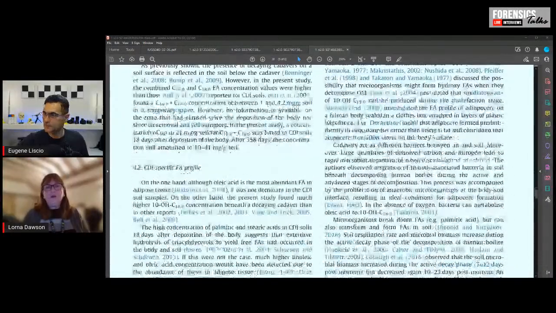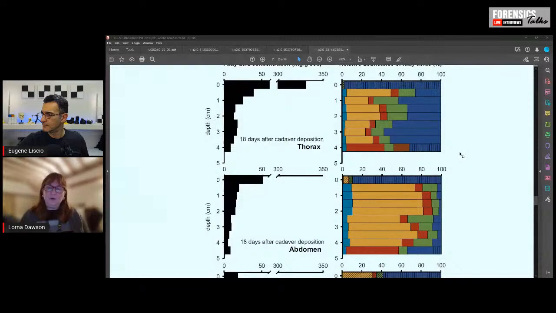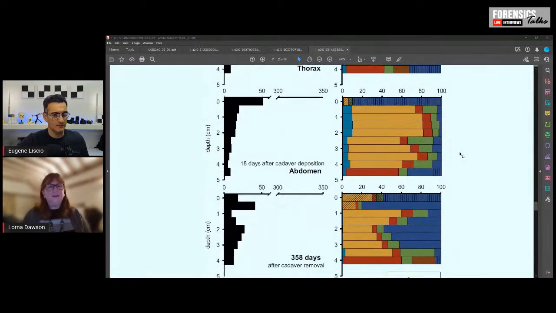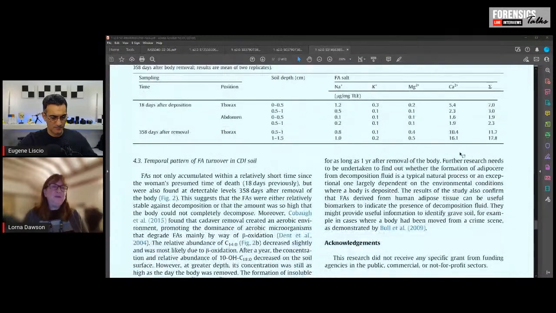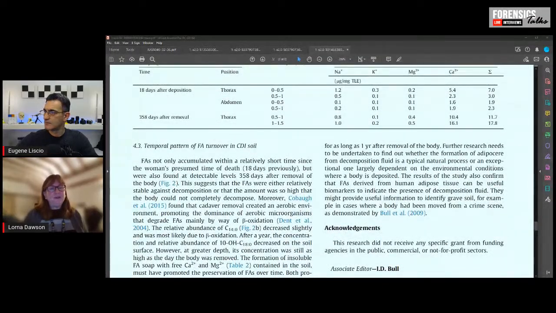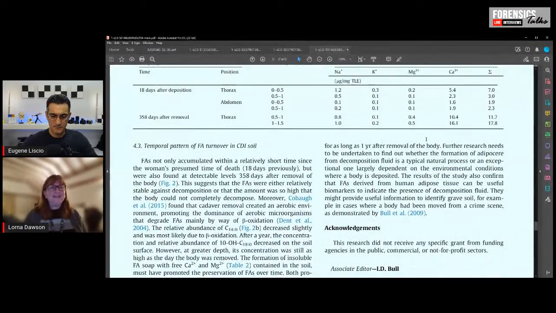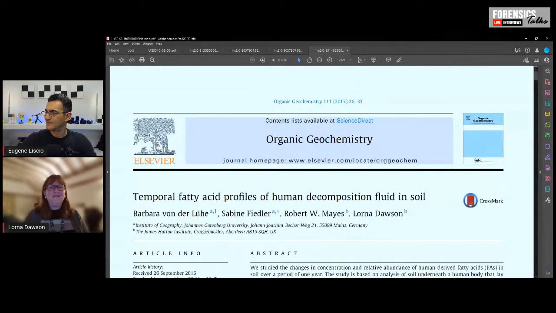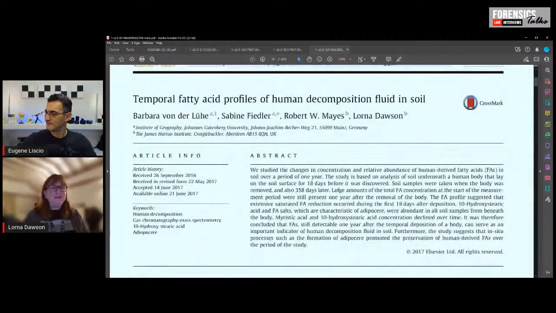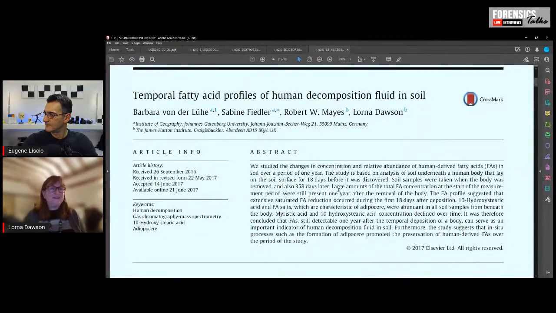So this was a lot of work that we did with Barbara von der Loo. She's currently in Göttingen in Germany, and she did her master's with us and then her PhD with us in Aberdeen. And she first worked on pigs, and indeed that study on the pigs was done in Canada back then with Shari Forbes originally, when we looked at pig surrogates, they're the best surrogate for decomposition of the human body. So these particular compounds, they change over time and they move down the soil profile.